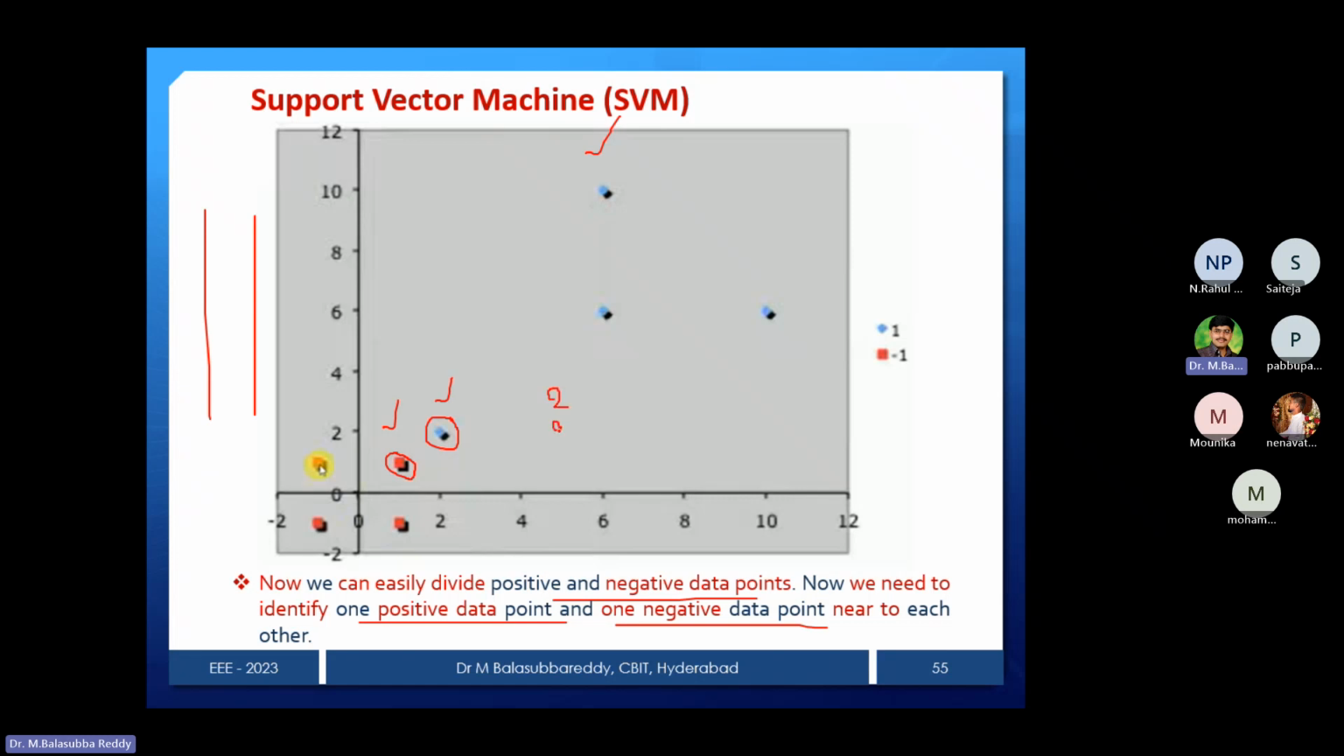So what is the positive support vector? 2, 2. Let S1 be equal to 2 comma 2. Similarly, what is S2? There is another point, which we call 1 comma 1. This point is 1 comma 1, and this point is 2 comma 2. This is the way we get the first support vector. After that, this is related to the second step. What is the third step?